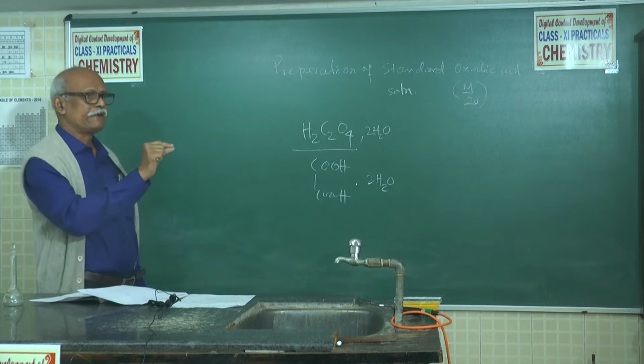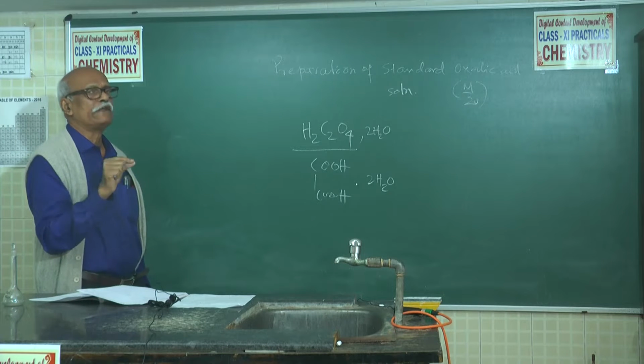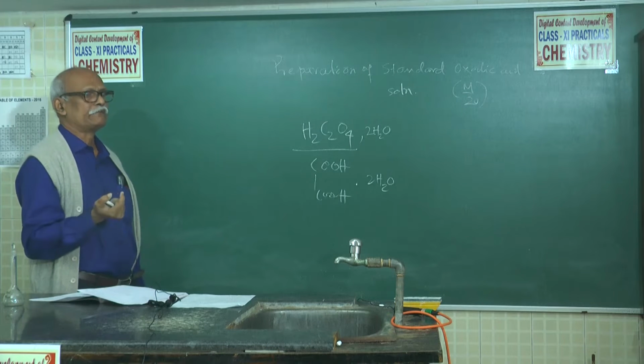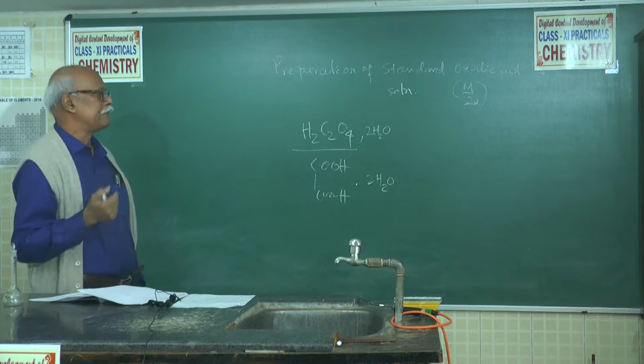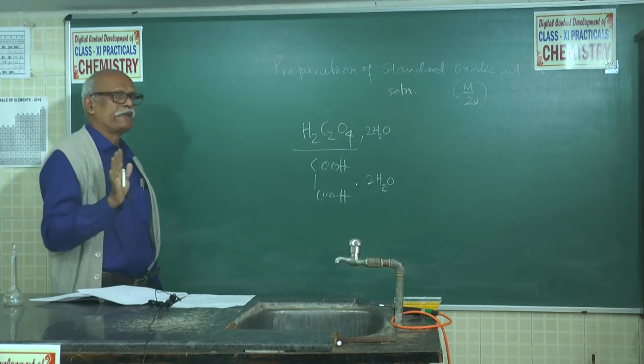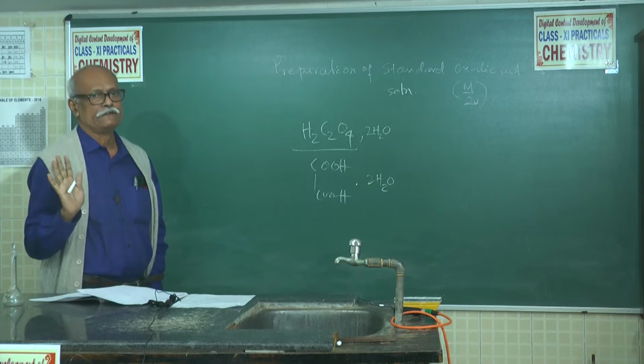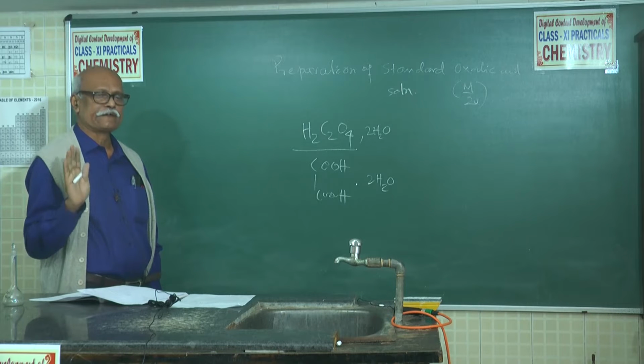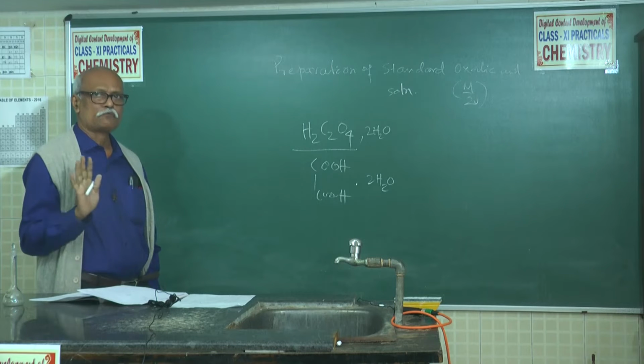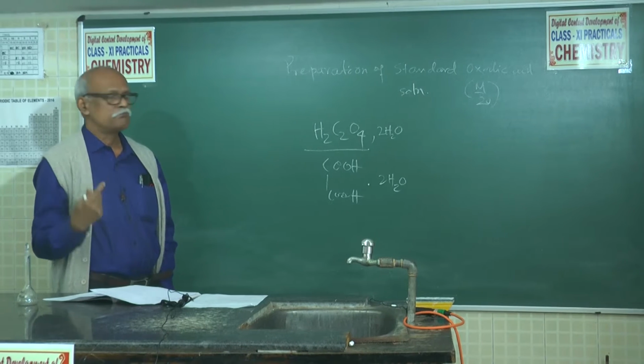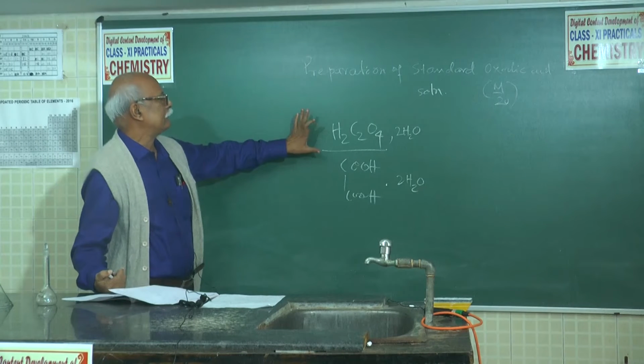Even oxalic acid with water will be reduced. Potassium permanganate will reduce. So potassium permanganate cannot be used as a primary standard. So potassium permanganate strength or normality or molarity you can calculate by titrating against oxalic acid.